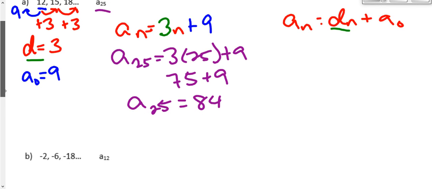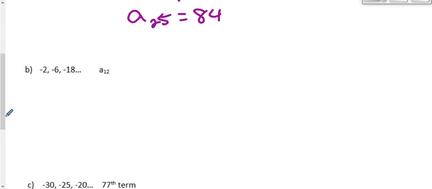Let's go ahead and try this for question B and see what we get. For question B, again, before I can create an equation, I need to know what my pattern is. So if we check out this pattern right here, to get from negative 2 to negative 6, I would have to subtract 4. But to get from negative 6 to negative 18, I'd have to subtract 12. So it's not arithmetic. That pattern won't work. Let's see if I can get there through multiplication instead. To get from negative 2 to negative 6, I'd have to multiply by 3. And I can do the same thing to get from 6 to 18.